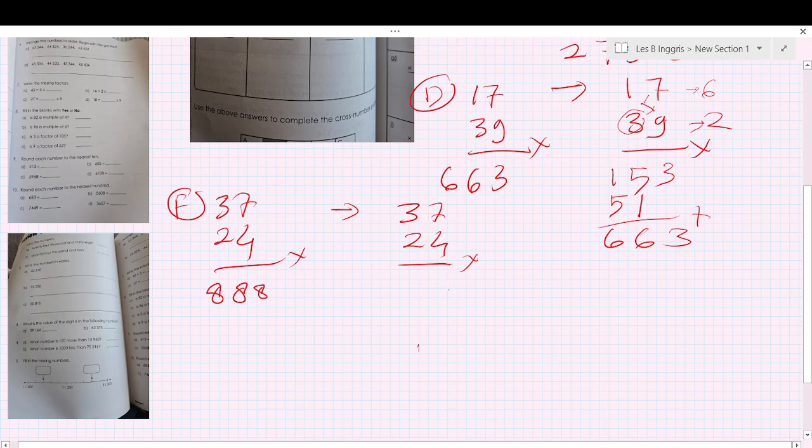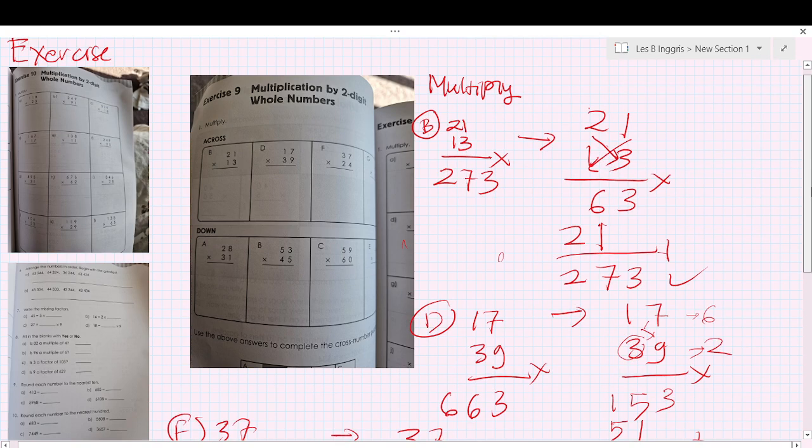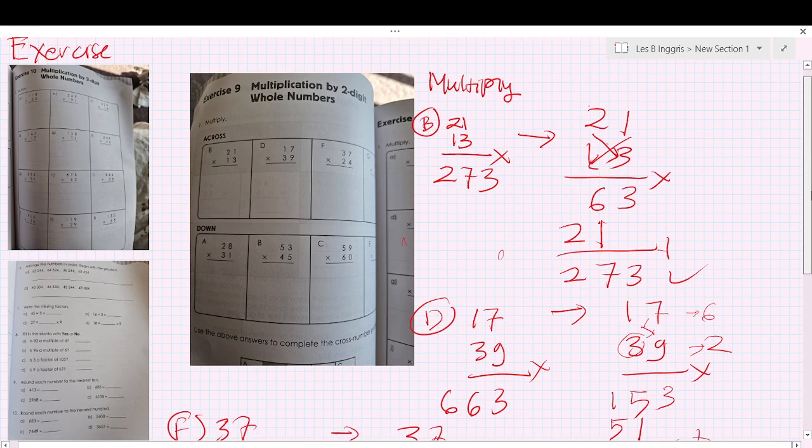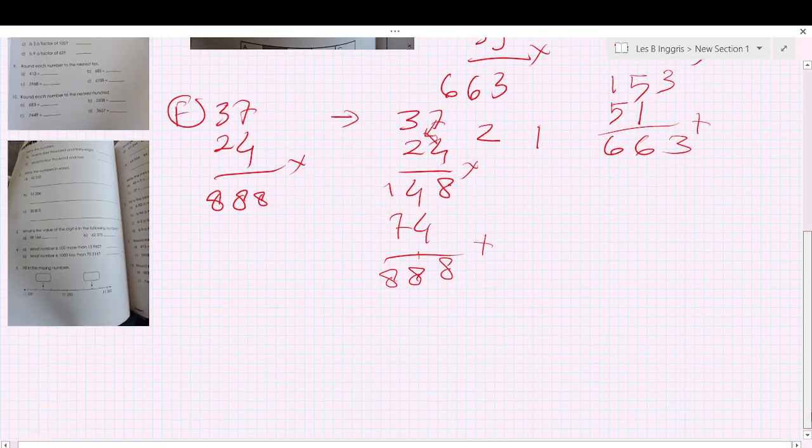7 times 4, you got 28. 3 times 4, you got 14. 7 times 2, you got 14. Give it the 1 beside. And 3 times 2, you got 6 plus 1, 7. 888. Okay. F. Okay, carry on to the down row.